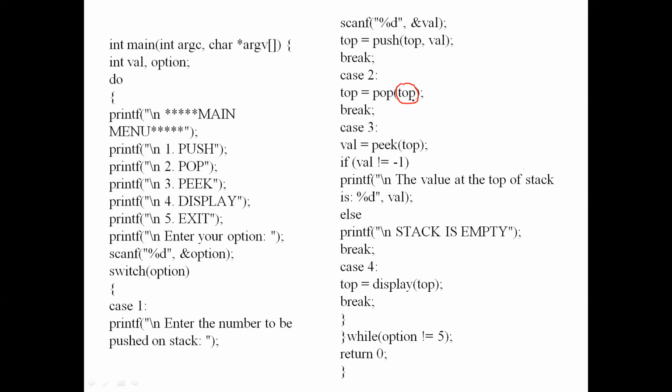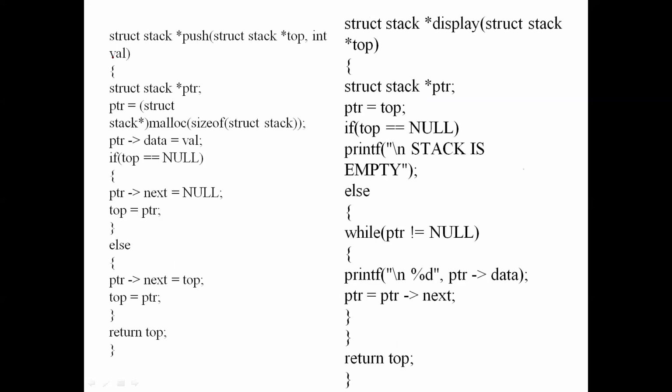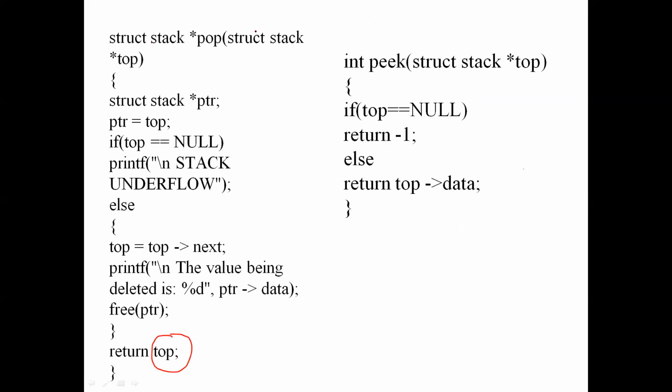That's why I'm passing the argument as top. Top is nothing but 1000, in our case. Let it be 1000. The topmost element node address is 1000. So when the pop function is called, what happens? It will go there. See, 1000 comes here.